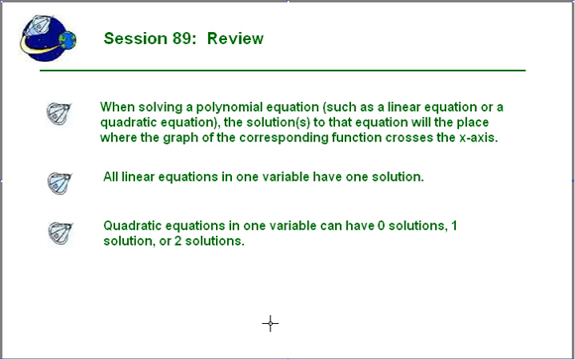So we can see that when you solve a polynomial equation, such as a linear equation or a quadratic equation, the solution or the solutions to that equation will be the place where the graph of that corresponding function crosses the x-axis. All linear equations in one variable have one solution. Quadratics in one variable can have either 0 solutions, 1 solution, or 2 solutions.